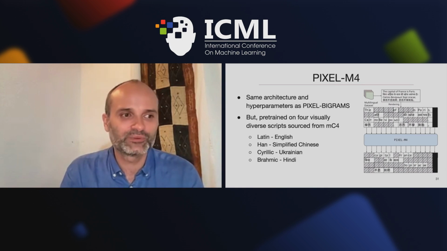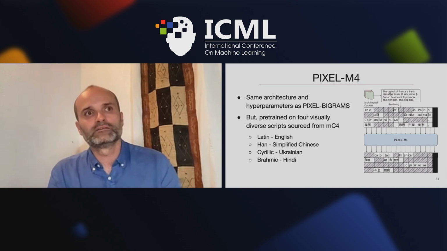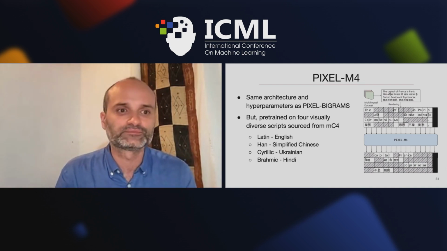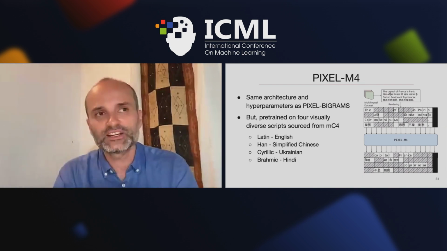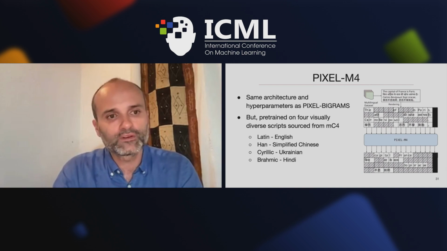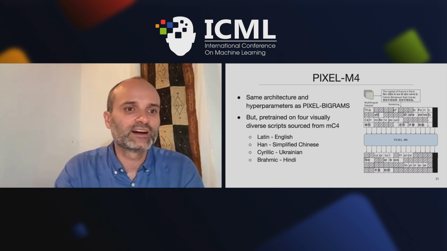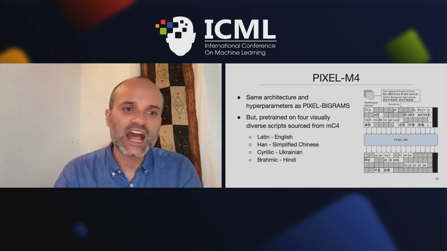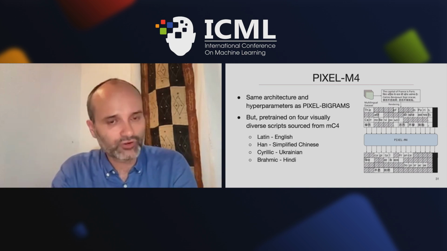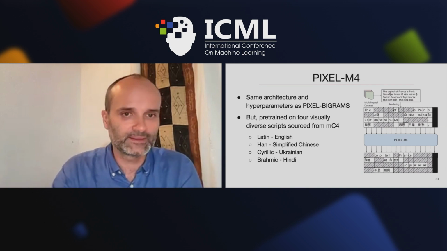We chose this because we want to do controlled, careful experiments. In this case, our variable that we were manipulating was the languages the model was exposed to. And instead of only exposing it to English data, we trained it on 4 visually diverse scripts sourced from MC4. So we have Latin, in this case English, Han, in this case simplified Chinese, Cyrillic, we have Ukrainian data, and Brahmic, we use Hindi data.